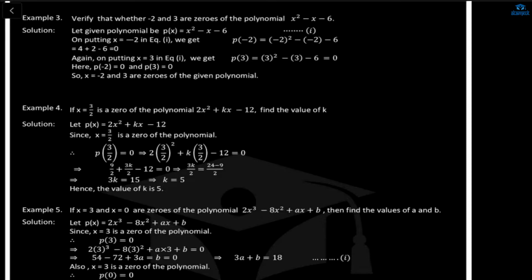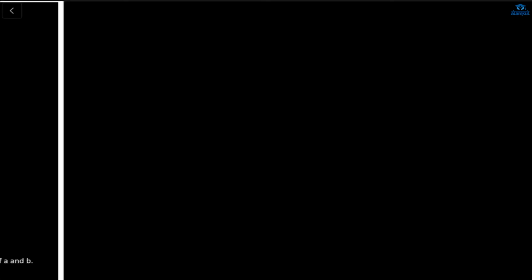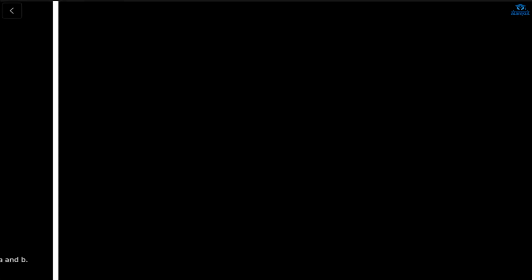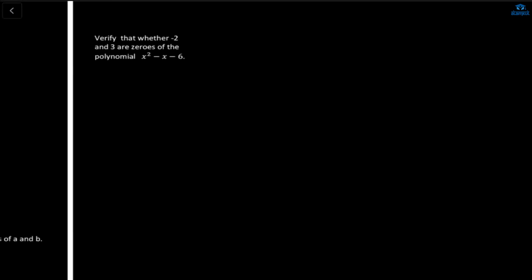Now, verify whether minus 2 and 3 are zeros of the polynomial. We have to check whether minus 2 and 3 are the zeros of the given polynomial. Let me copy this. Now, who is going to tell me how we can verify that the numbers minus 2 and 3 are zeros of the polynomial?